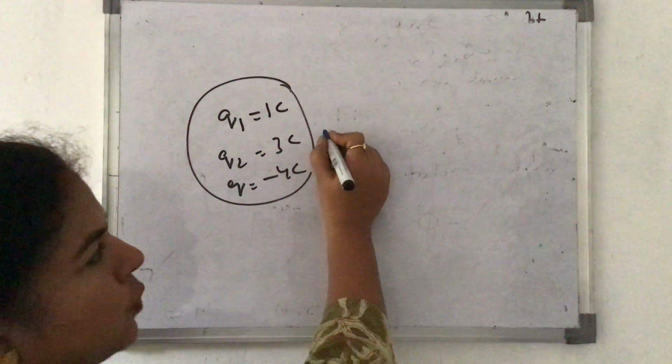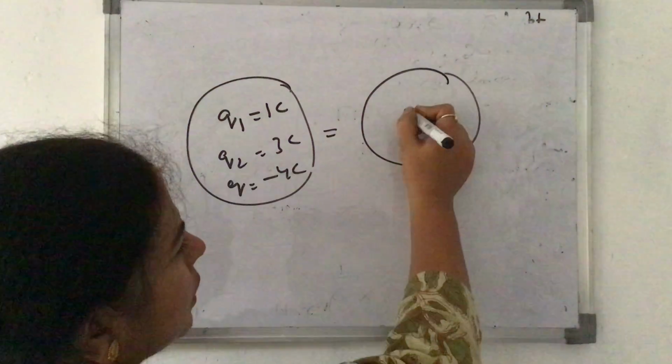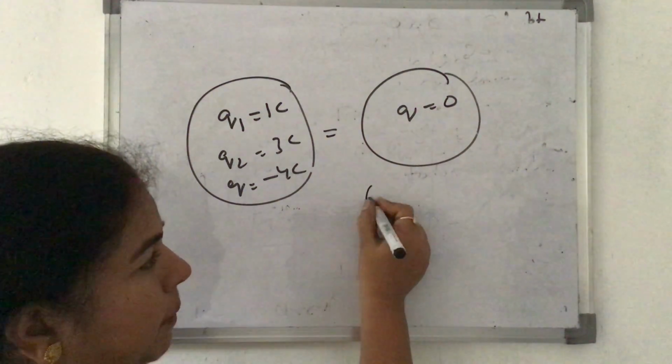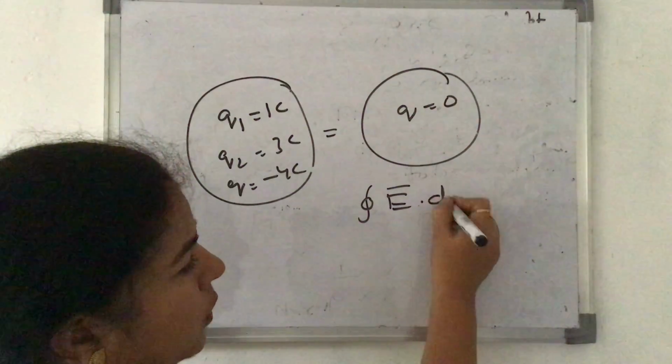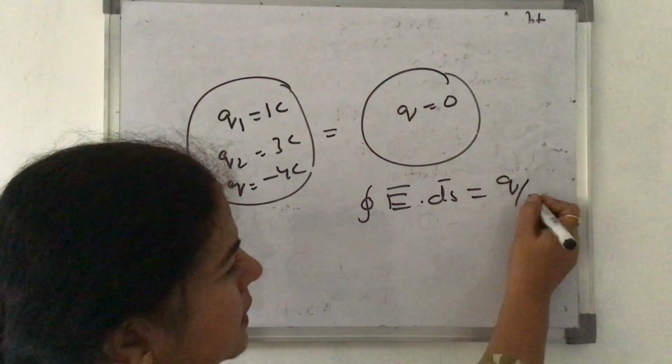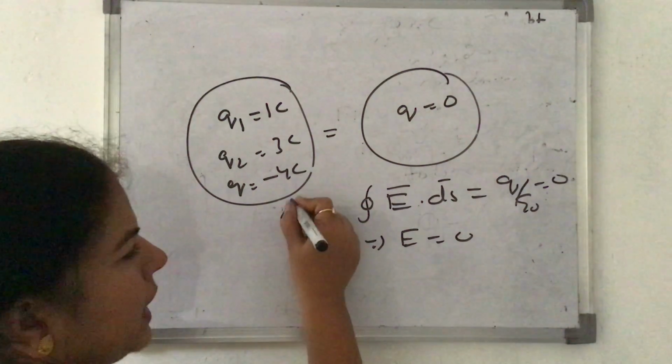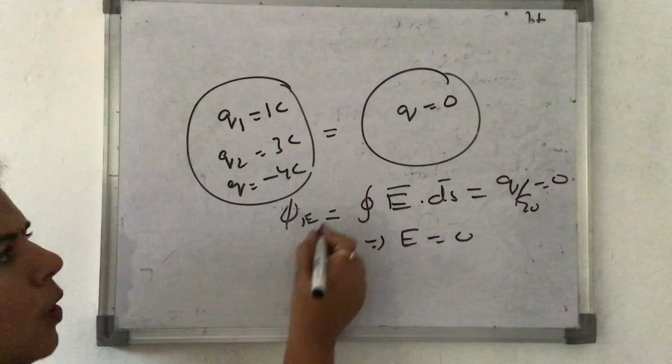In this case, we have to sum up the total charge. What is the total charge over here? Q is equal to 0. In that case, if I apply the Gauss theorem, integration of E dot ds is equal to Q by epsilon naught. So it is equal to 0. So E is equal to 0. I can say phi E is equal to 0. So this is how we'll do.